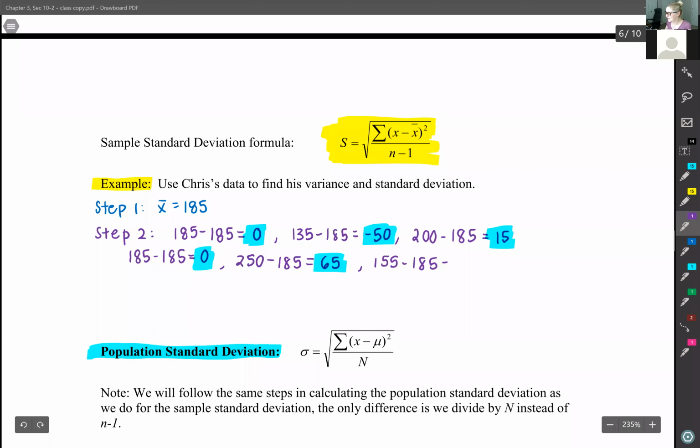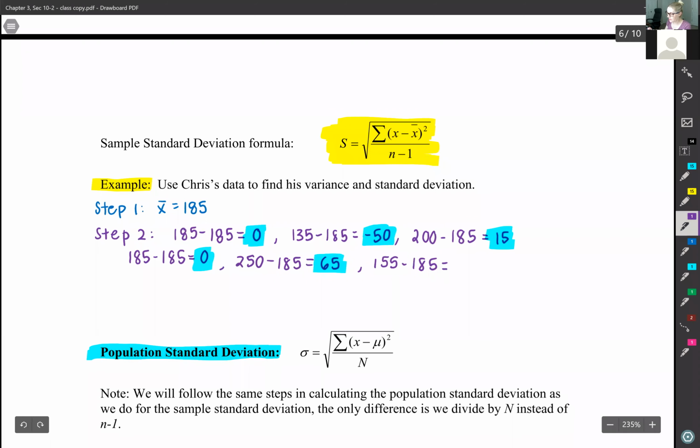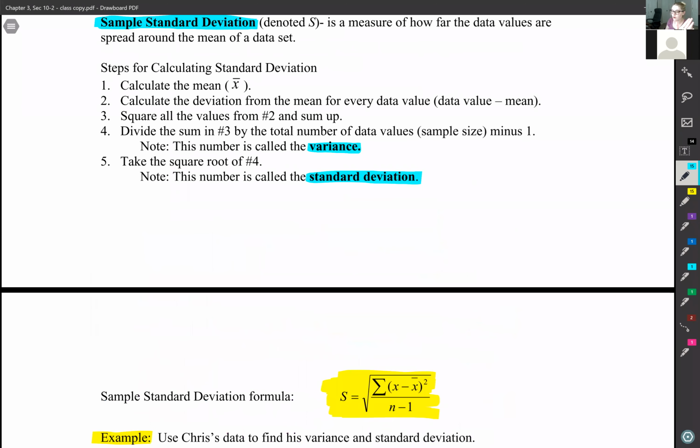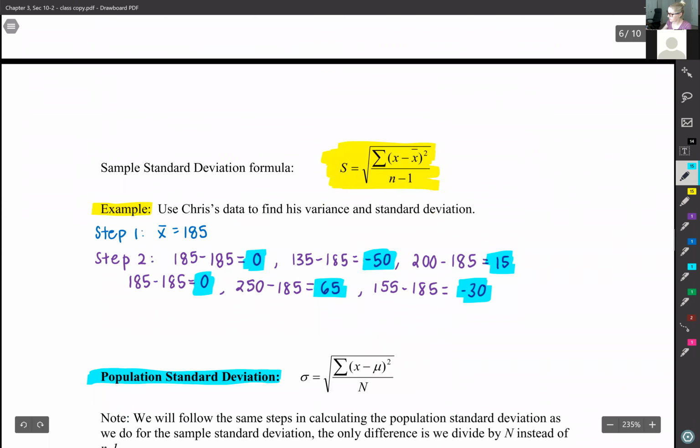Okay. So lastly, I was doing 155 minus 185, and that's going to give us negative 30. Okay, and that's all that step 2 asks you to do. Step 2 just says calculate the deviation from the mean for every data value. So for every data point, I subtracted the mean from it. Okay, step 3.